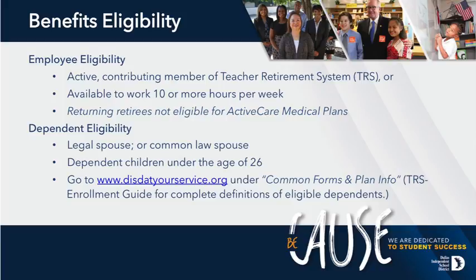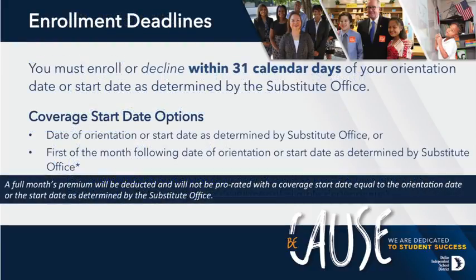eligible dependents. New hires have 31 days from their start date as determined by the substitute office or their substitute orientation date to enroll or decline coverage for themselves or their dependents. New enrollees may choose the start date as determined by the substitute office or the orientation date or the first of the month following the start date or orientation date as the effective date for actual benefits coverage.